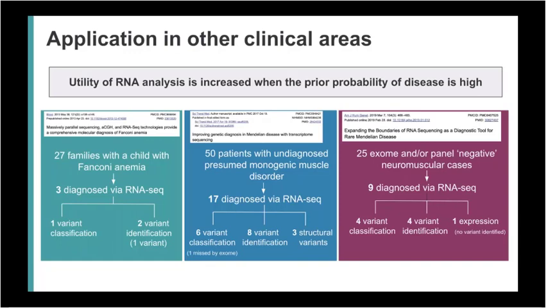And I think that in general what we can say is that the utility of RNA analysis will be increased when the prior probability of disease is high, like the case of clinical diagnosed disease or a single variant detected in a recessive condition. And so oncology may not actually be the highest yield place for the use of RNA analysis.